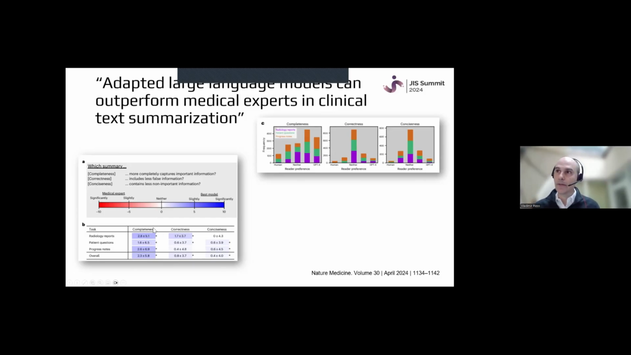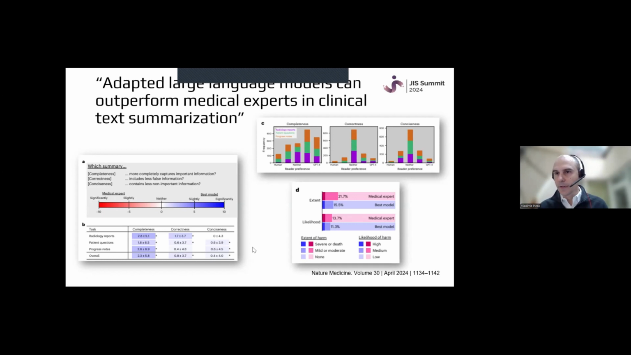The things that are more in the tone of blue favor the LLMs, in contrast to the red ones that favor the clinicians, in different aspects: radiology reports, patient questions, progress notes. Interestingly, there's another assessment there on the patient safety aspect. We know that one potential risk of summary generation by LLMs is hallucinations, the creation of information that should not be there. Of course, this could also happen with human-created documents, through hallucinations or lack of information.